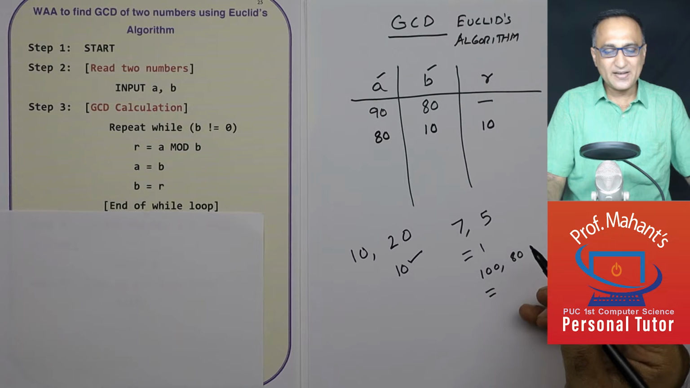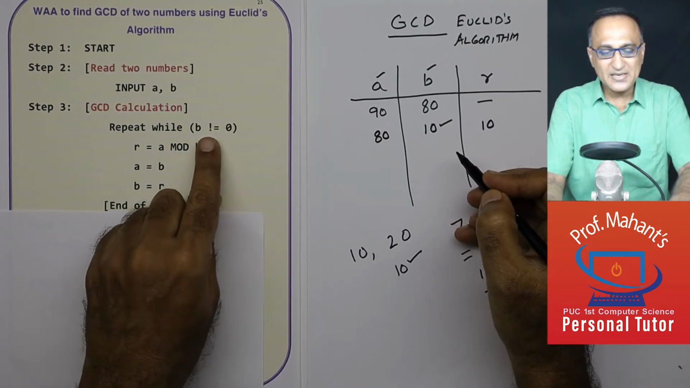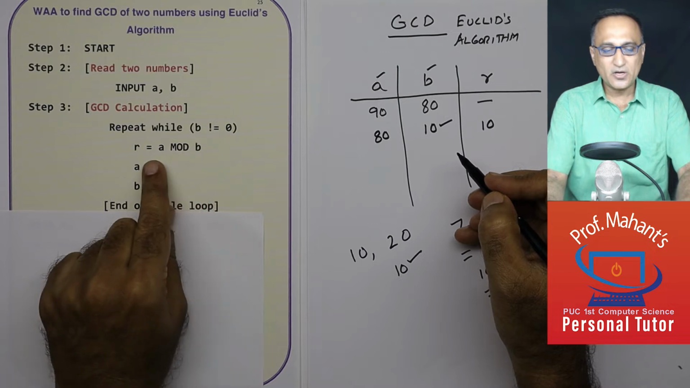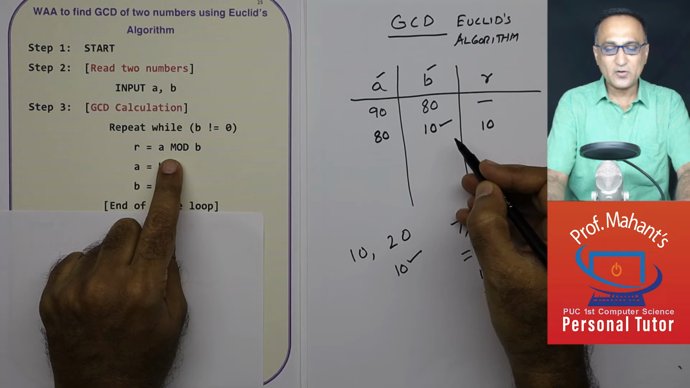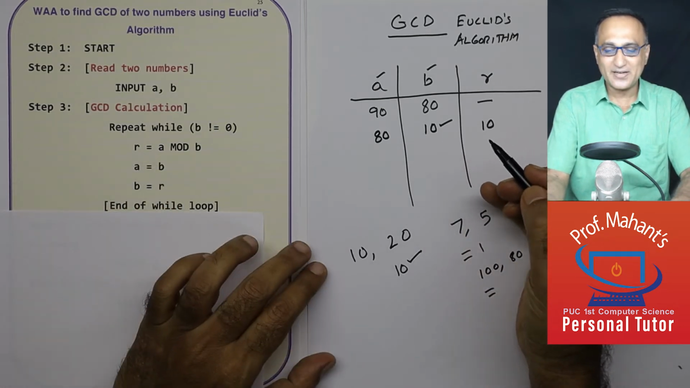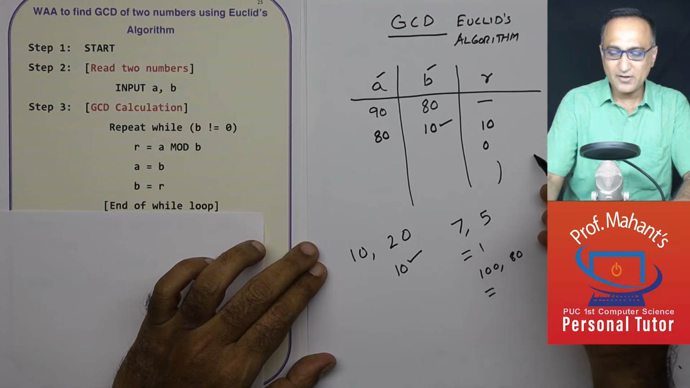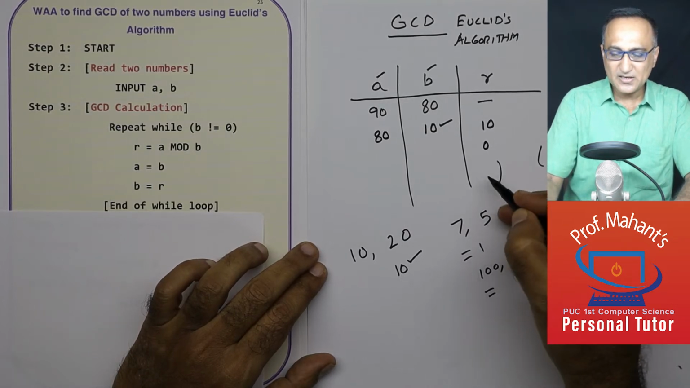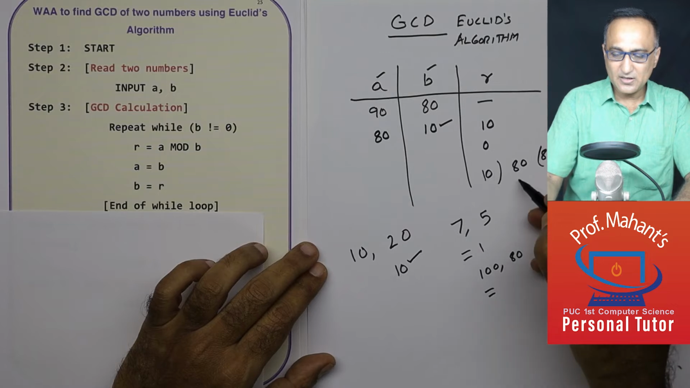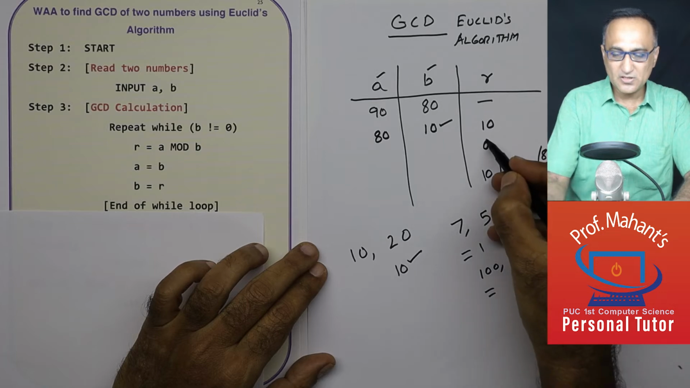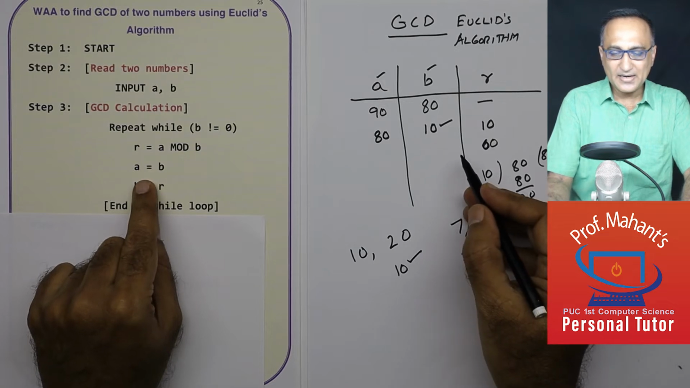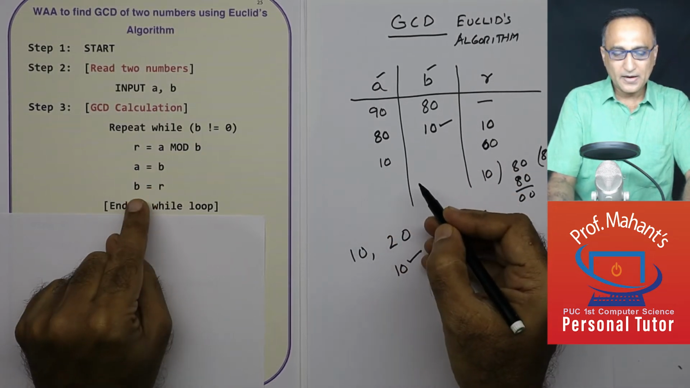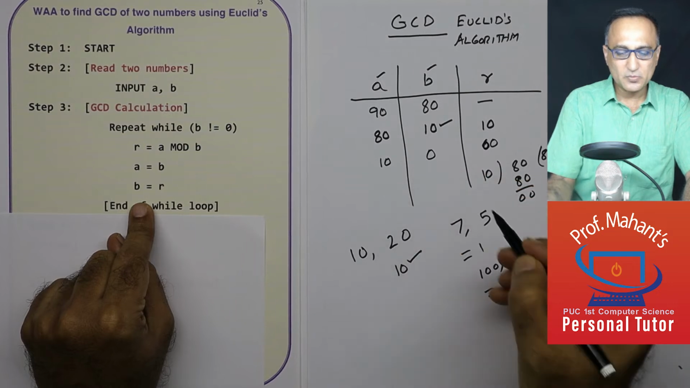Now the while loop has ended and I'm checking the value of B. B is still not equal to 0. So remainder is 80 mod 10. Now 80 is divided by 10 perfectly, so the remainder happens to be 0. You can verify it like this: 10 times 8 is 80. The remainder is 0. So A takes the value of B and B takes the value of remainder, which happens to be 0.